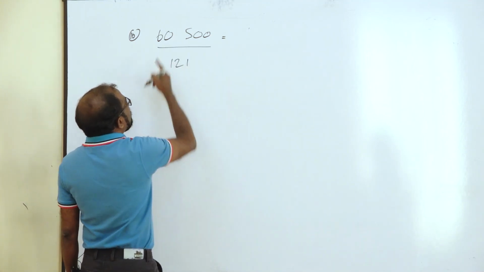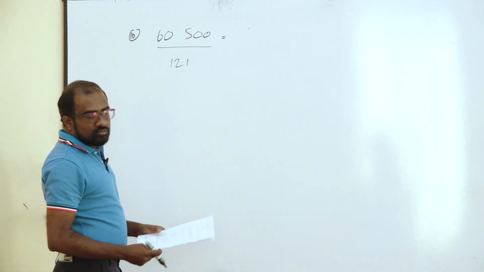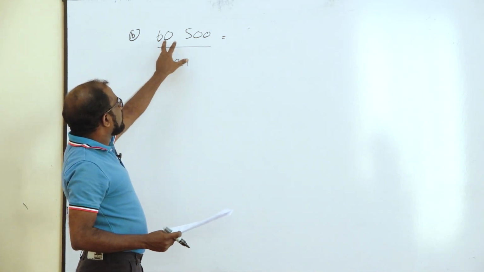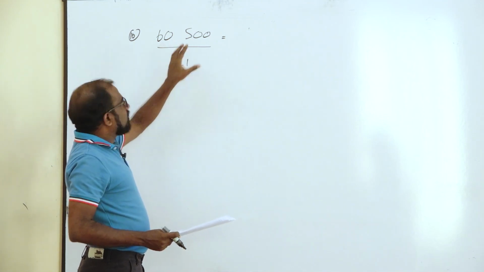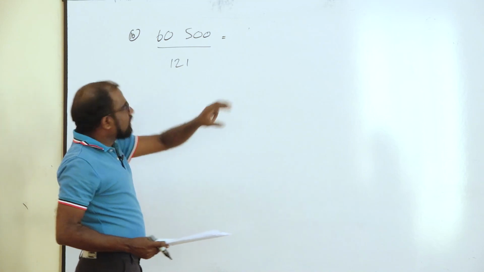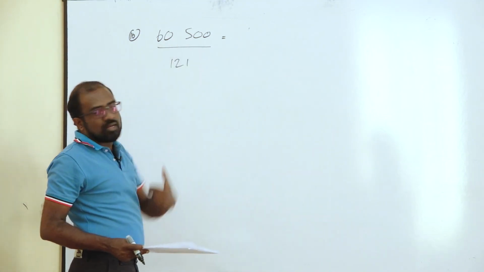So 60,500 should be divided by 121. Okay. You have 60,500 rupees in your hand. You can buy $1 for 121 rupees. And you need to find how many dollars you can get for 60,500 rupees.